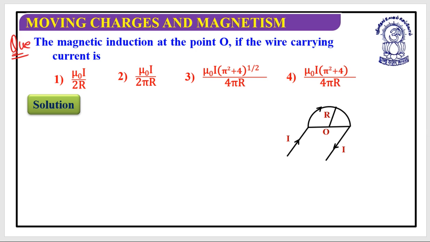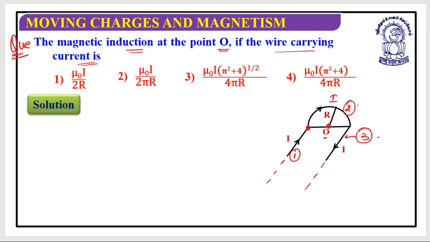Let's have a look. It says magnetic induction at the point O. Yes, this is the point O. If the wire carrying current I has been extended through infinity, that means it is coming from infinity and terminating over here, then I require a magnetic field at this point. So this could be my first segment, this could be my second segment, and this is extending up to infinity, this could be the third segment. I hope this is clear.